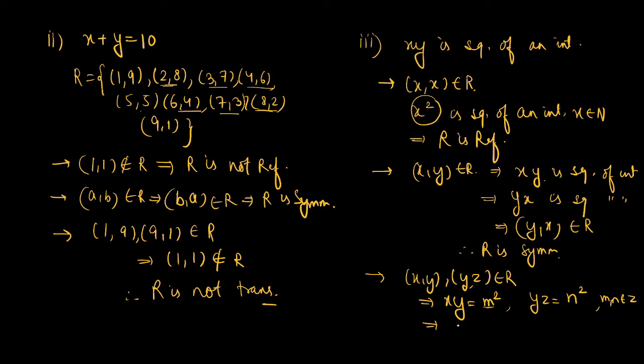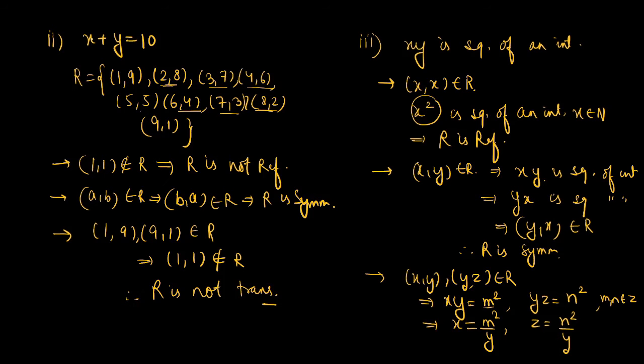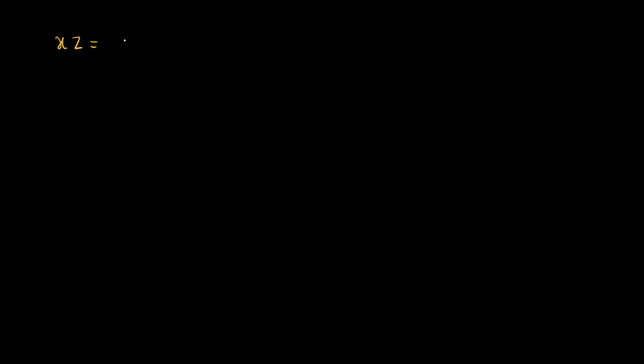Okay. So from here I can write that x is equal to m square by y, and from here z will be n square divided by y. So now what I have to prove is that (x, z) is also the square of an integer. So what do I need, I need the value of x into z. I have the values of both x and z, so from here I can replace x and z. So x is m square divided by y into z is n square divided by y.